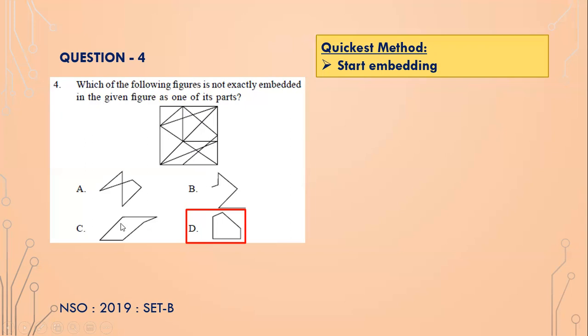Where is this part? This part is this portion, this portion, and this portion. Now you may say that this part is here. Now the vertical part is a bit too small here, whereas the vertical part is a bit too big in the original. Otherwise there is a slanting part, but this vertical part is a bit too small, and this is a large part. That's why option D is not exactly embedded in this figure.